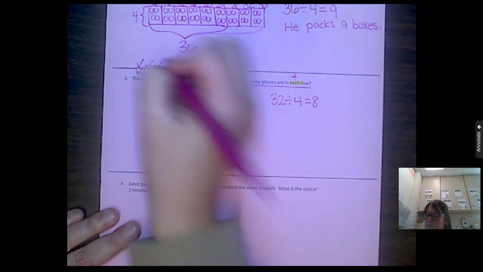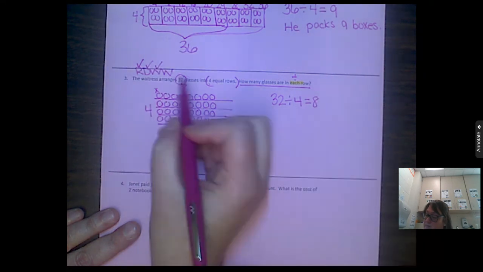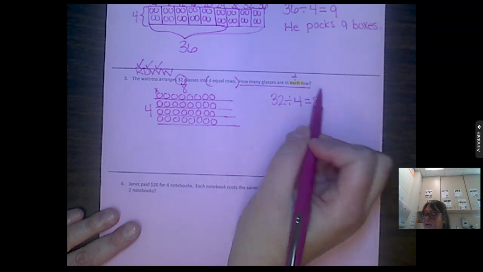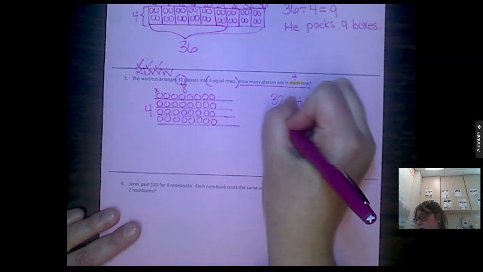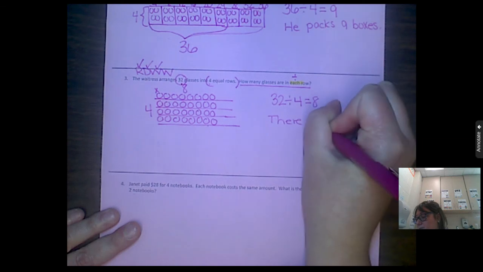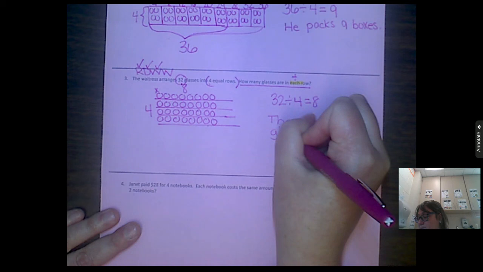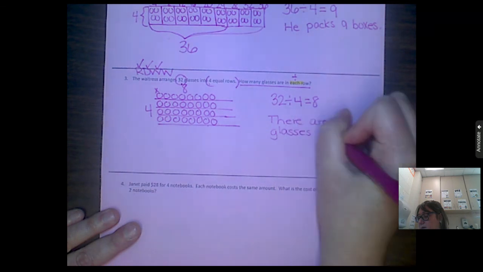Check off that W. And for the writing of my sentence, I look, it says how many glasses are in each row. There are 8 glasses in each row.